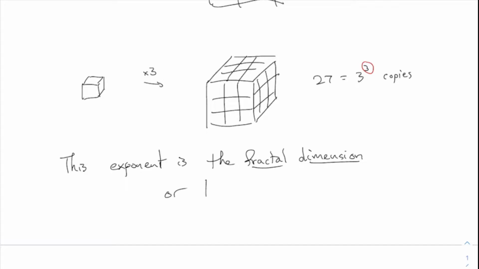Or this also has a person's name. Sometimes this is written as Hausdorff dimension. Hausdorff is one of the sort of OGs of topology. But it's also called the fractal dimension.